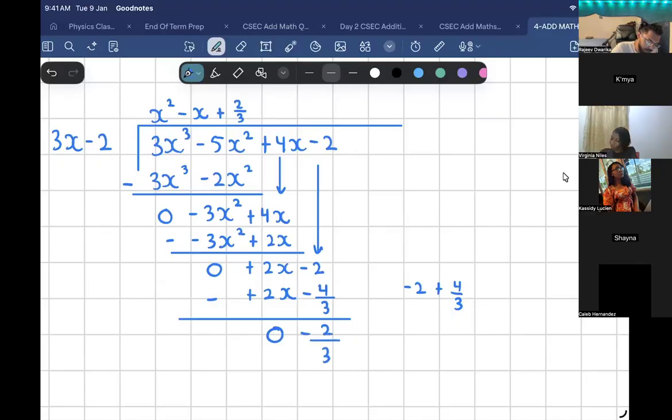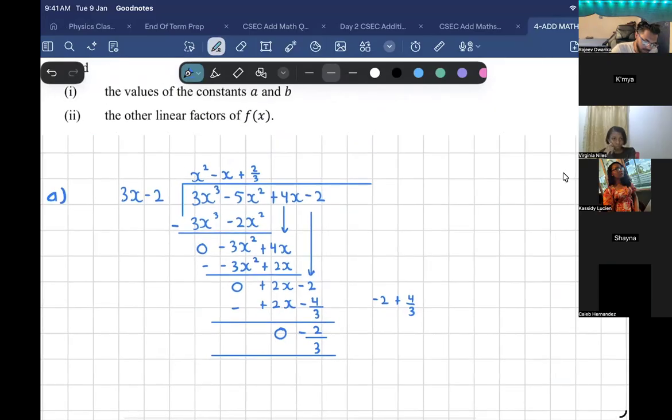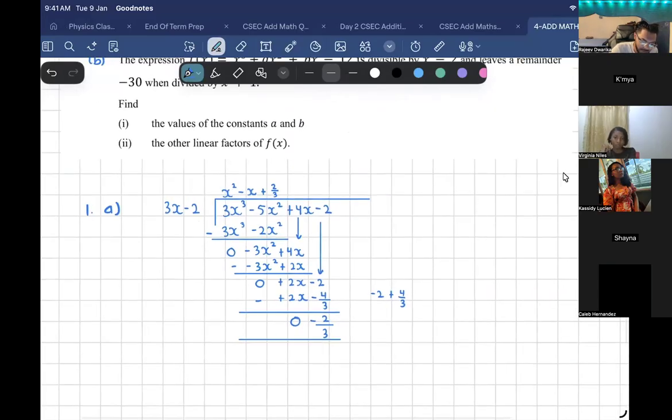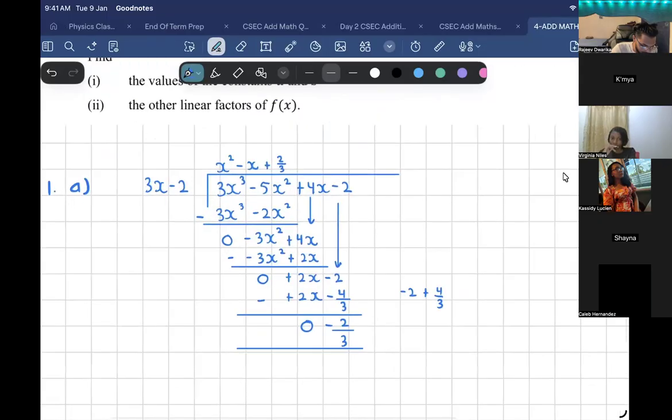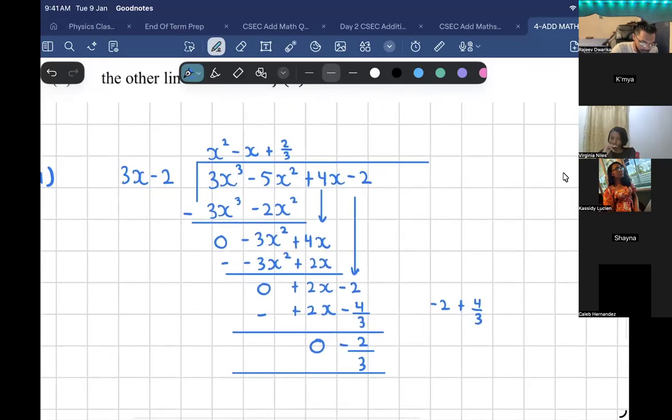So can we do the synthetic after? You want to do it in synthetic? Yeah, when we're done with long division. Okay, no problem. I hardly ever do synthetic, so I'll try to remember how to do it.